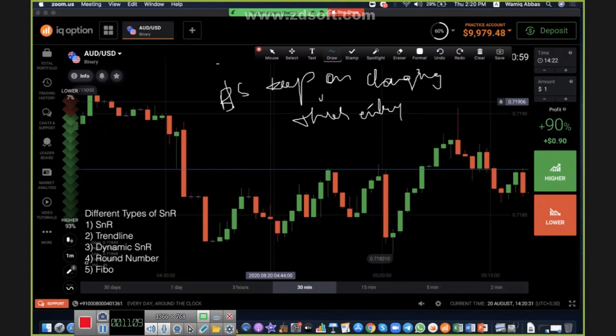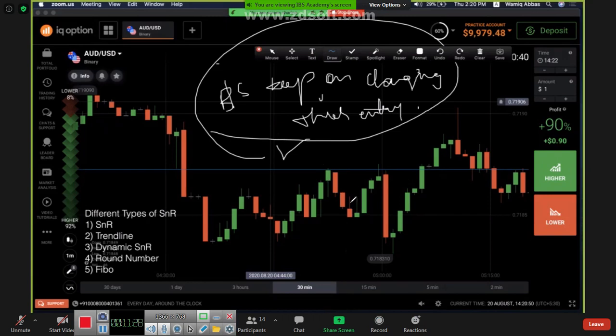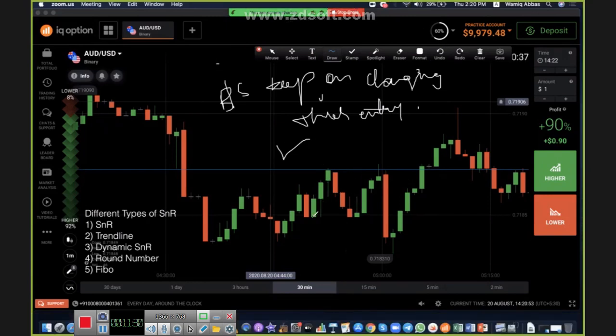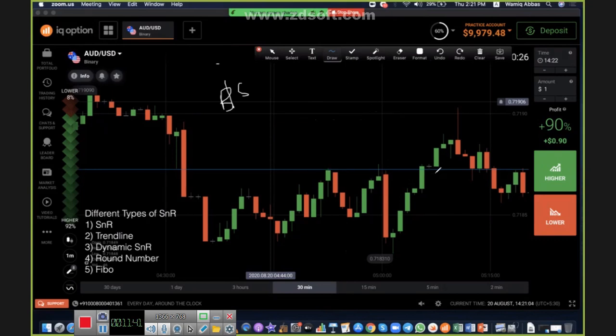So when their entry point is being changed, we also need to change our key levels accordingly, correct? Because if we depend only on one SNR and we are not changing our SNR, but the buyers and sellers are changing their entry points, definitely we'll have a loss over there. So according to that, we also need to change our SNR. For changing our SNR, we need to use other tools, because if I depend only on a normal horizontal line, that will not be sufficient. For this, we will have to use the trend line and the dynamic SNR.